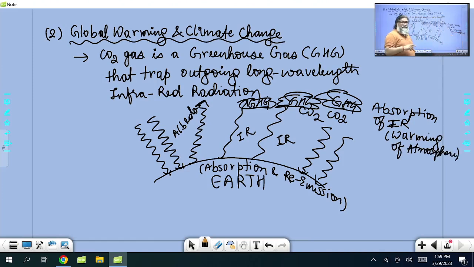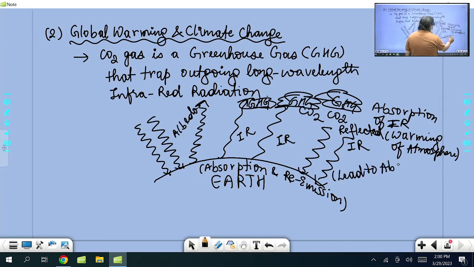At the same time, a certain amount of IR radiation will get reflected back. When this IR comes back again, it will lead to absorption by the Earth's surface and warming.